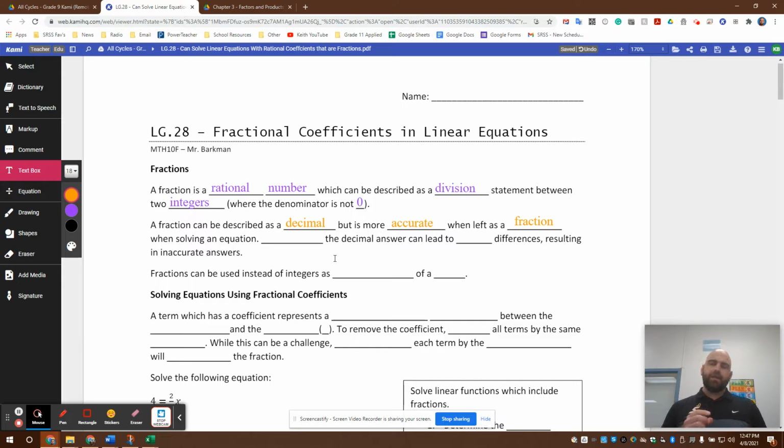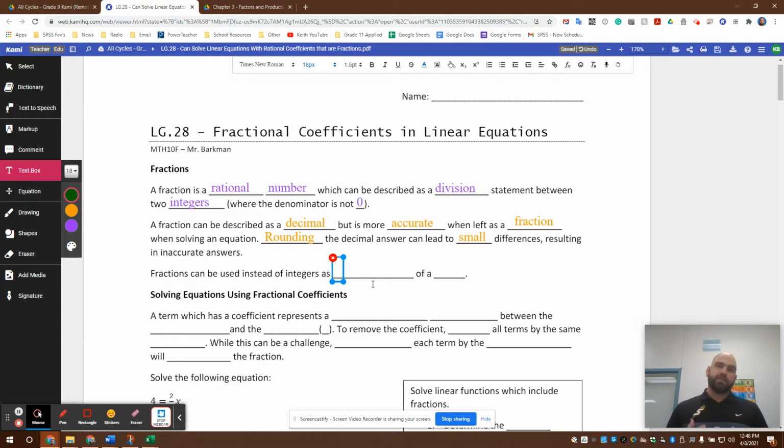Now that error might be very small. It might not be overly big, but it will still be inaccurate, and we want to keep the accuracy in there, and fractions do that. Fractions keep things as accurate as possible. As I mentioned, rounding the decimal can lead to small differences, which result in inaccurate answers. That's why we want to keep the fractions and use fractions in our calculations.